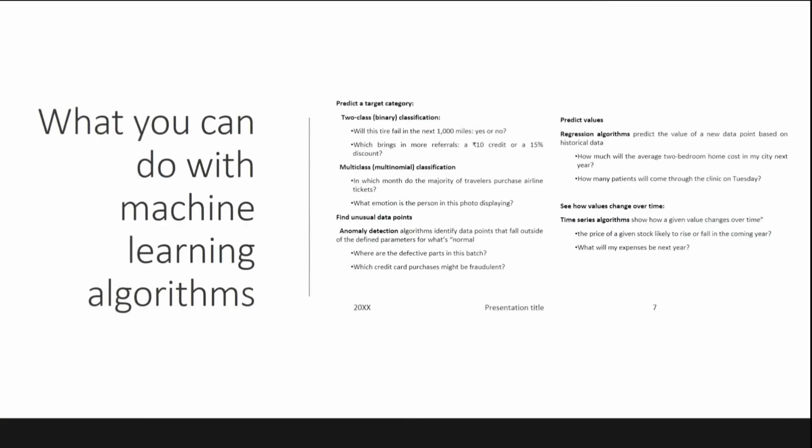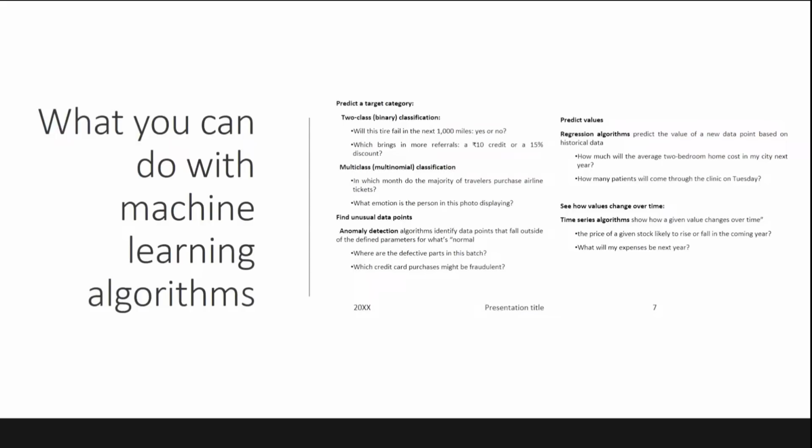So what can we do with machine learning algorithms? Machine learning algorithms can be used for predicting a target category, so we can use machine learning for binary classification or multi-class classification. We can use machine learning for finding unusual data points. For example, we have all the credit card transactions taking place every day, and with the help of machine learning we can identify the most probable fake transactions. So we can use machine learning for finding anomalies, that is, for anomaly detection.